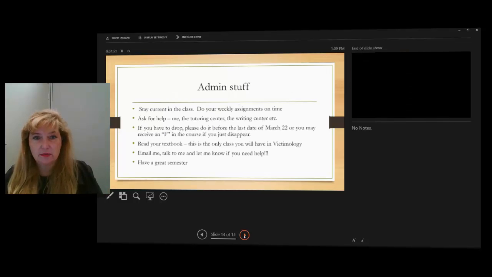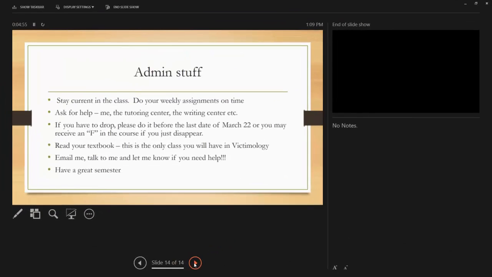So just a few things on administrative stuff. First of all, stay current in the class. That means check in frequently. It means emails. It means discussion boards and submitting your assignments on time. Do your weekly assignments on time. Stay ahead. Ask for help. If you get swamped, ask for help. Ask me. Ask the tutoring center, the writing center. If you're having issues with your writing, go to the writing center.